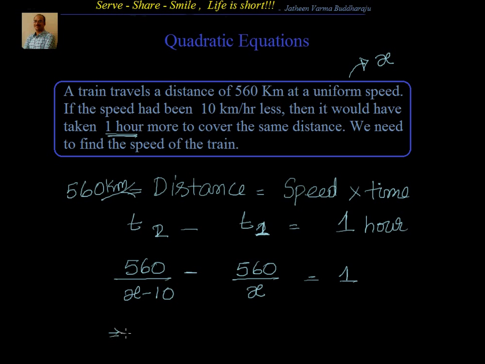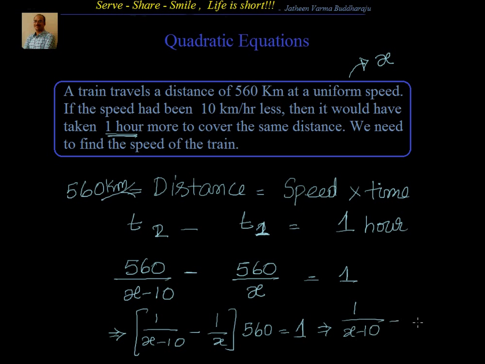Now we have to convert this into a quadratic equation. How to convert that? For that we'll just do simplification. So let me write it as 1 by x minus 10 minus 1 by x, multiplied with 560, is equal to 1. Or can I say 1 by x minus 10 minus 1 by x equal to 1 by 560. Let's go to the next step.